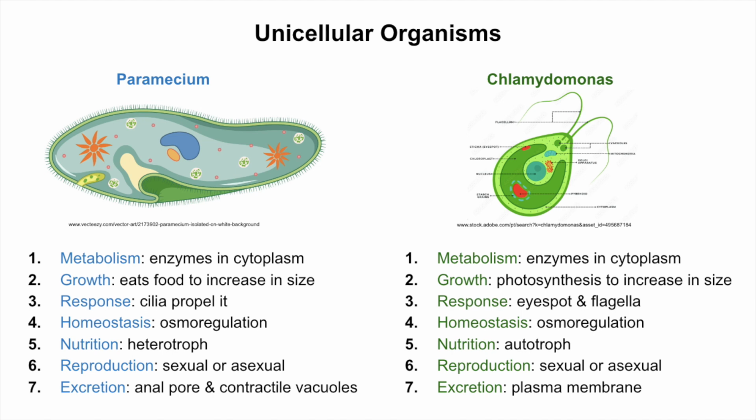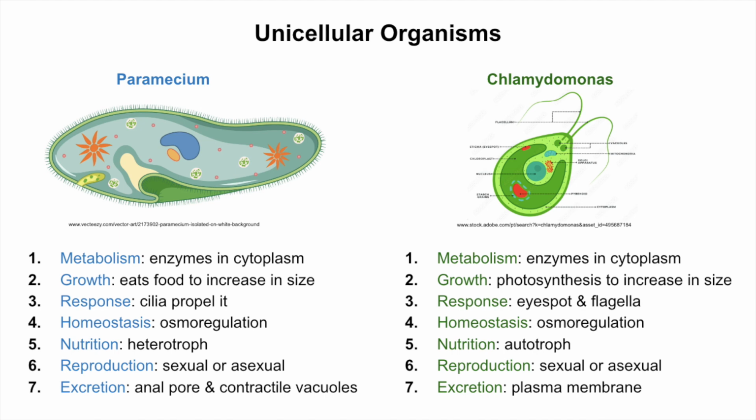To perform nutrition, the paramecium, since it's a heterotroph, uses the vacuole to engulf food particles, and it also eats microorganisms such as bacteria, algae, and yeasts. However, the Chlamydomonas, being an autotroph, uses the chloroplast and photosynthesis to produce its own food. To reproduce, the paramecium can perform sexual or asexual reproduction through binary fission. However, asexual reproduction is more common. In the Chlamydomonas, sexual and asexual reproduction are both used. To excrete, the paramecium removes solid waste via its anal pore, and liquid wastes are pumped out via contractile vacuoles. However, the Chlamydomonas uses the whole surface of its plasma membrane to excrete its waste products.